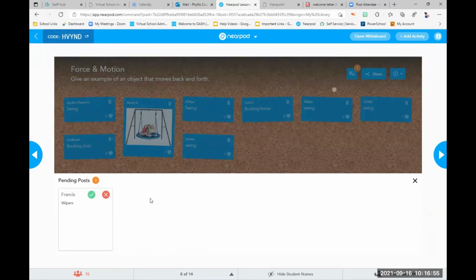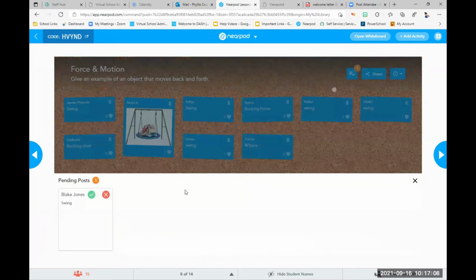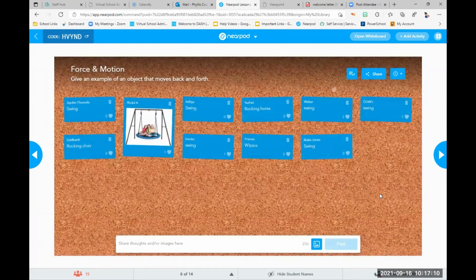Swing and rocking chair. Ooh, look at this one. Francis has a different one. You ever sit in a car in the rain and mom or dad puts the windshield wipers on? Those wipers on the front windshield go back and forth. That's a good answer. I like that answer. It's very creative.